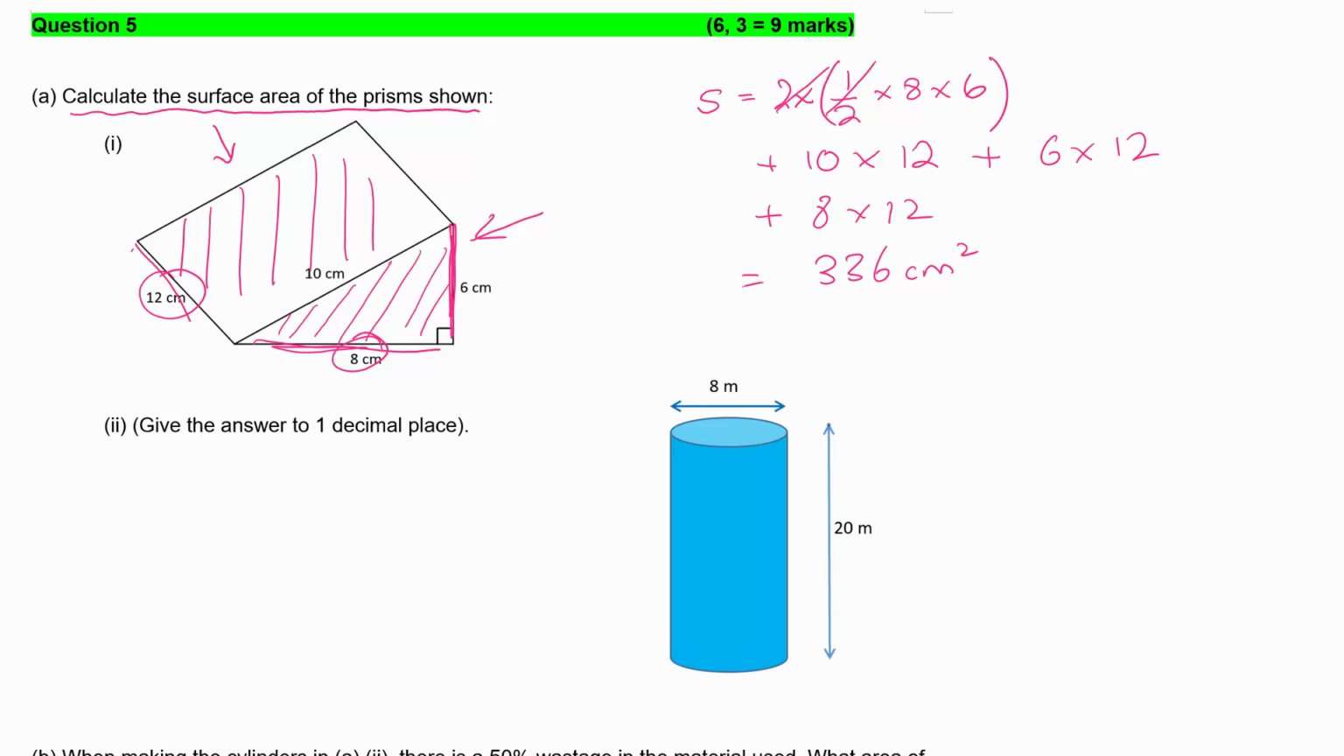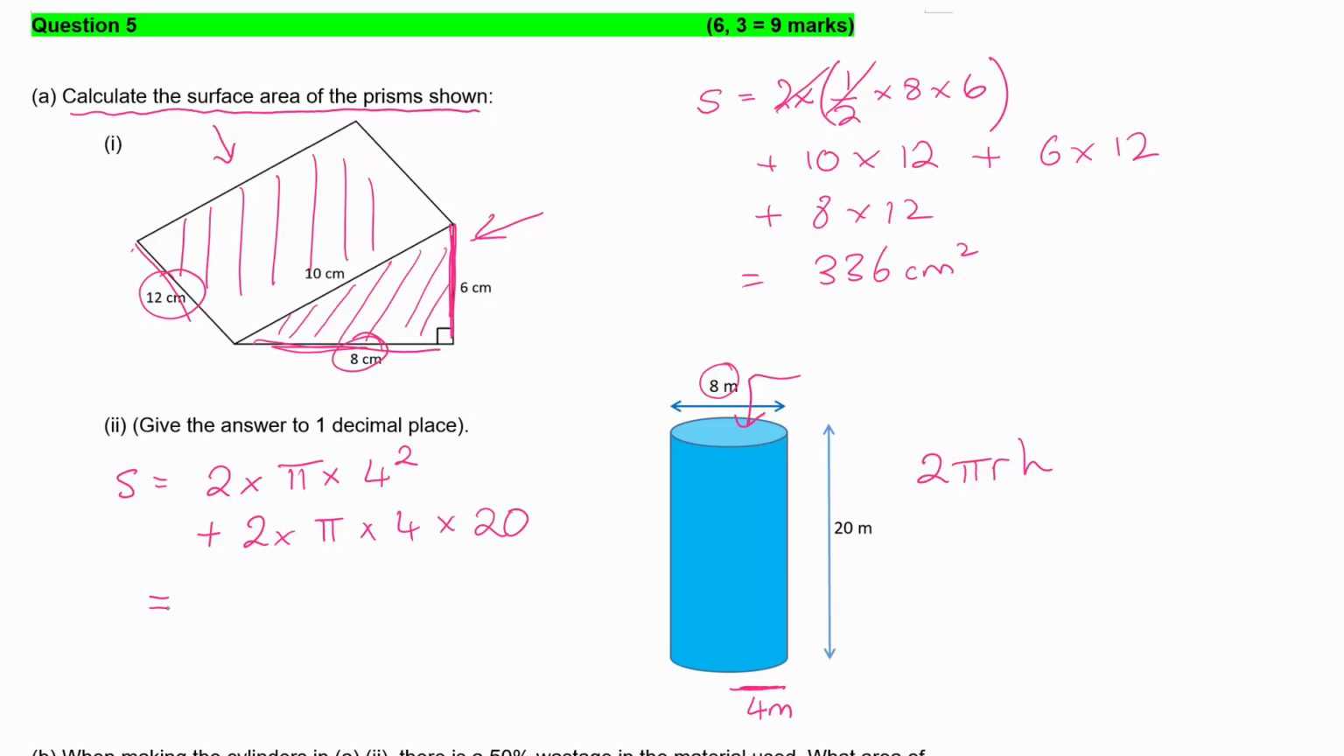So if we now look at the cylinder, we're going to have two circles. Now note they're giving us the diameter here. So the radius is 4. So we're going to have two of those circles, so it's going to be two lots of pi times 4 squared. Then we're going to have the curved surface. Now the curved surface is given by 2 pi rh. So that's going to be 2 times pi times 4 times 20.